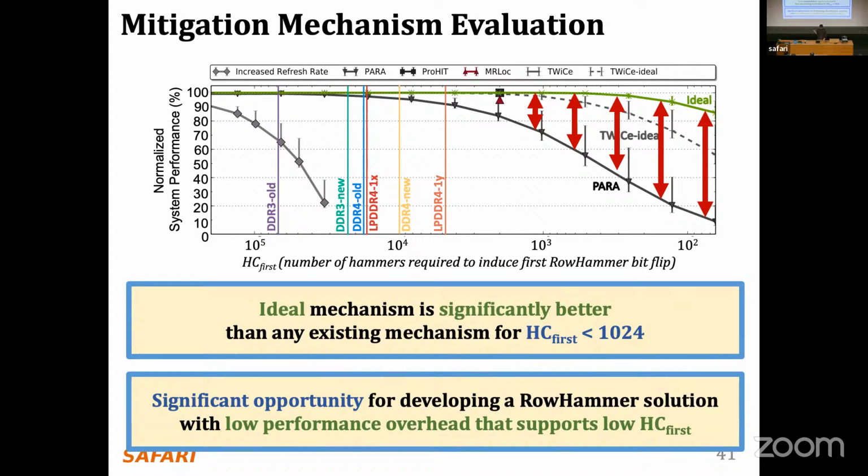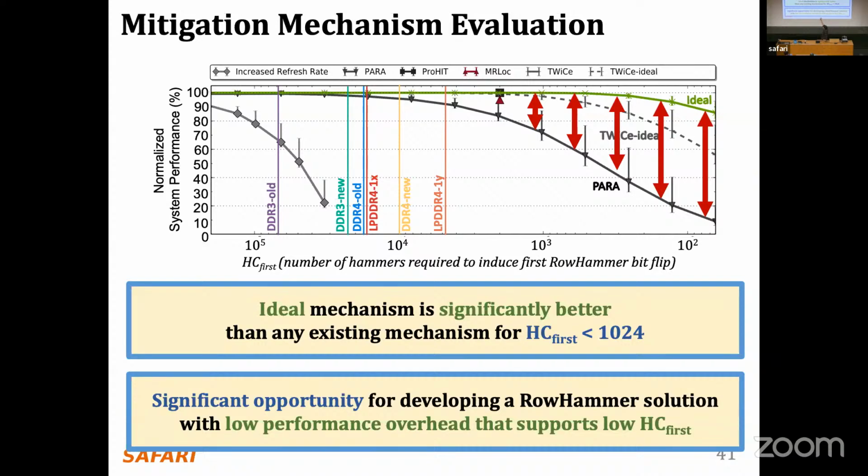As we can see, the leftmost steeply decreasing curve is the performance penalty of an increased refresh rate. You can see that you already lose about 30% of your system performance, even just to protect against RowHammer for some old DDR3 modules.